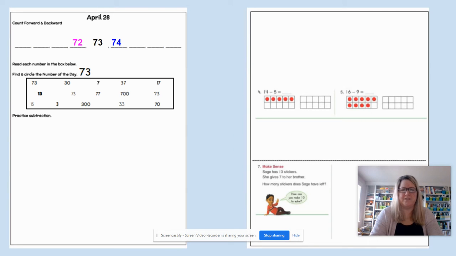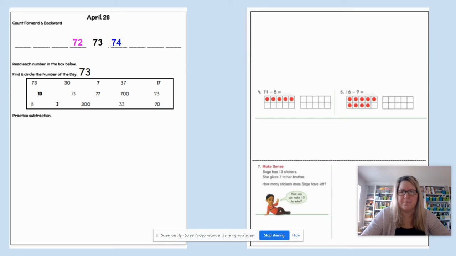Then it goes where we're circling or coloring the number of the day. I wonder how many times you'll get it today. The practice subtraction big white space is where you can practice writing out your problems. I know the problems are over there, and you can practice doing a number bond.